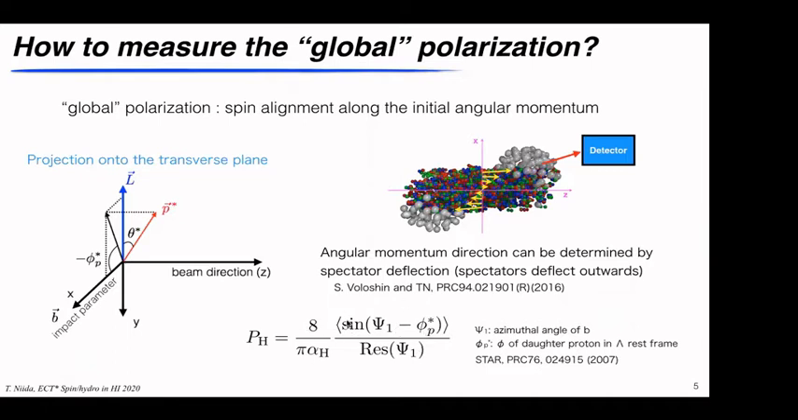Then our polarization definition can be written as follows. Here is a sine of psi1 minus phi star p. Again, this phi star p is the azimuthal angle of the daughter proton in the lambda rest frame, and this is the resolution of the event plane angle. So this is our definition.